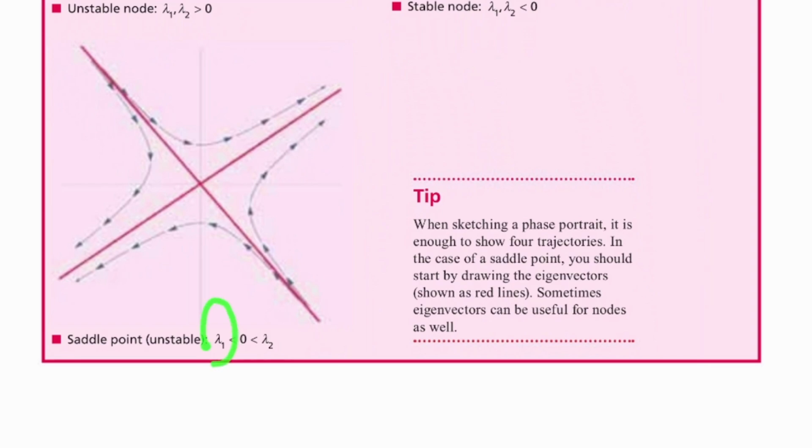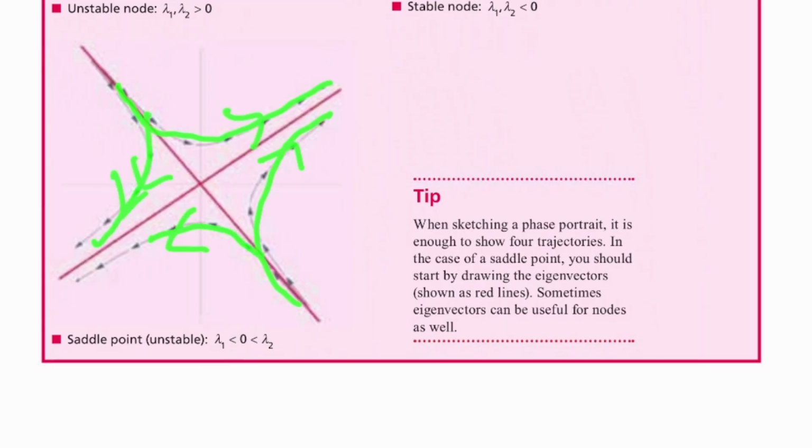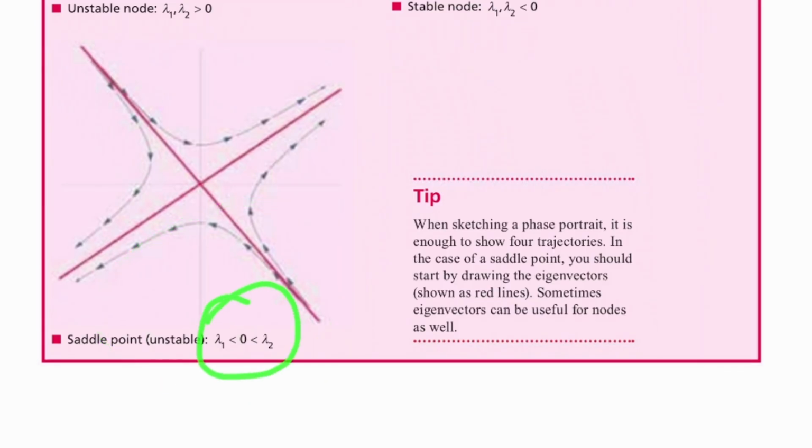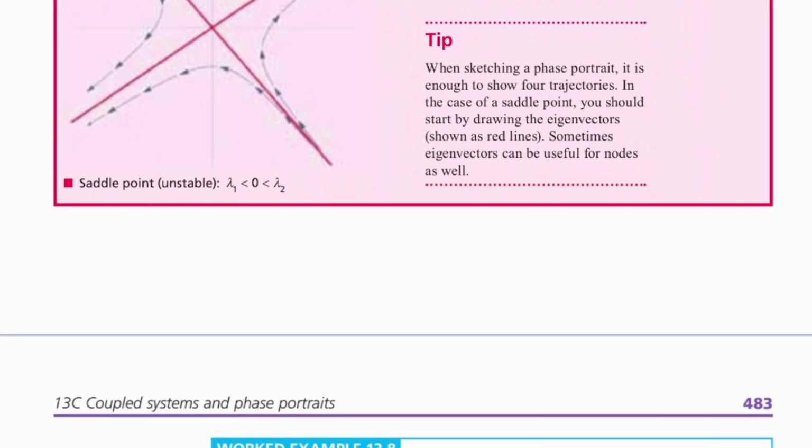If one of them is smaller than 0 and one of them is bigger than 0, what's the case? They do not touch the origin, they just go like that. This is called a saddle point, which is again unstable. So you should memorize these definitions, but depending on your eigenvectors, you should sketch something like that.